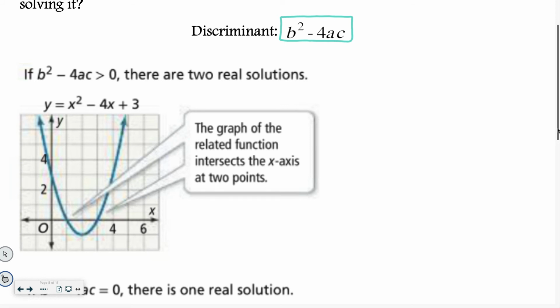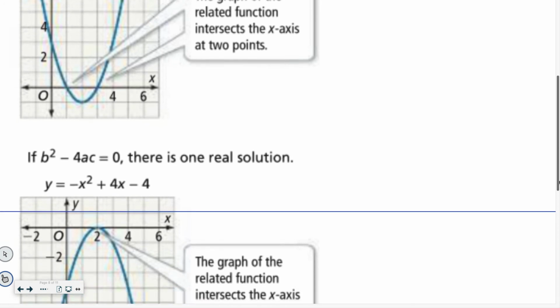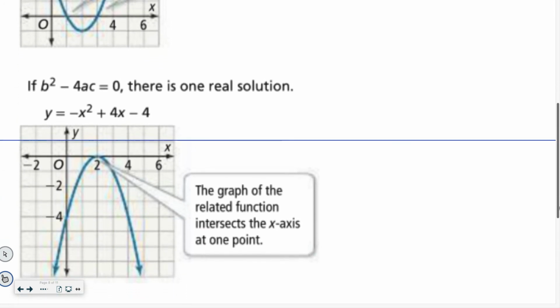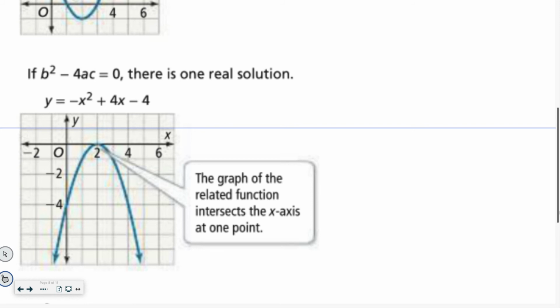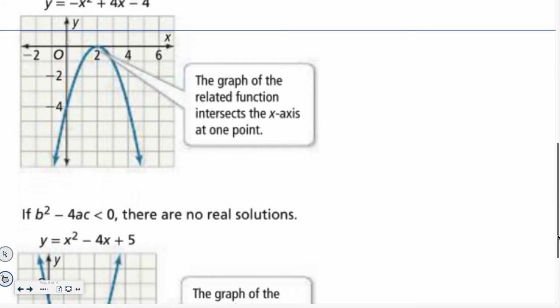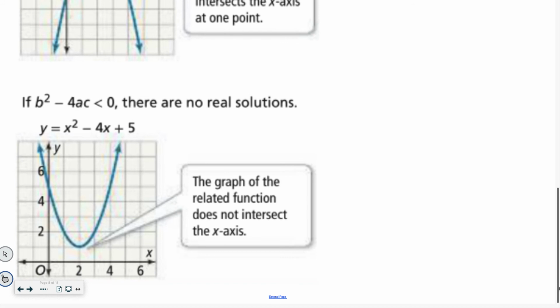If you have b squared minus 4ac equals 0, that's when you have a graph that kind of looks like this, where it touches the x-axis only one time. If b squared minus 4ac is less than 0, meaning it's a negative number, that tells you that there are no real solutions. So make sure when you are writing an answer to this, you don't say no solutions, because that is false. This is considered no real solutions.